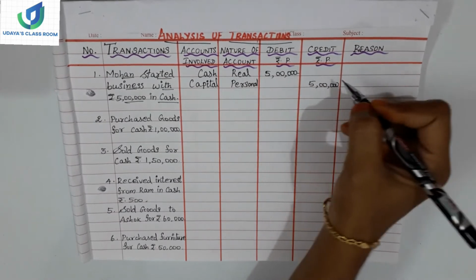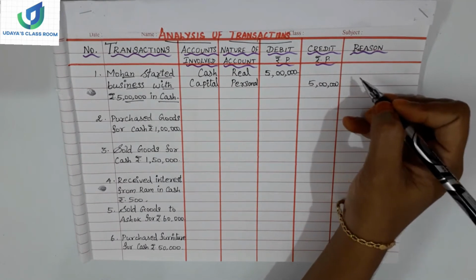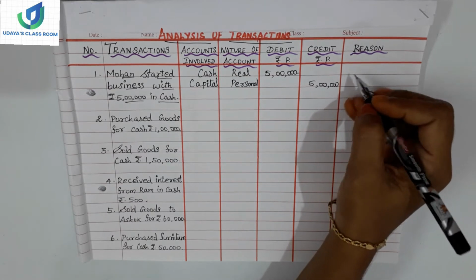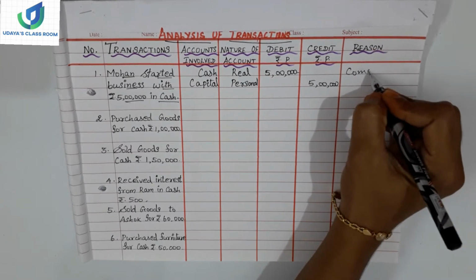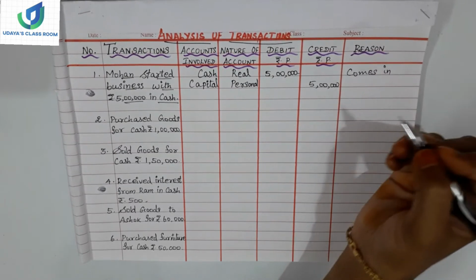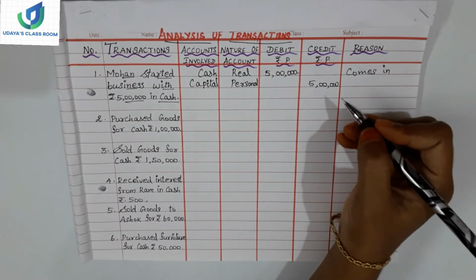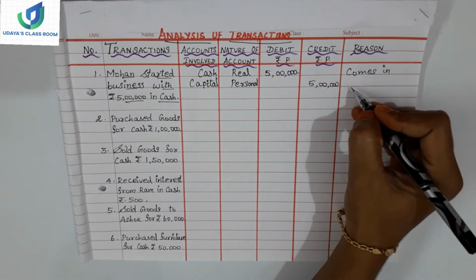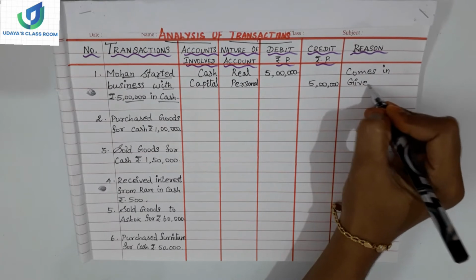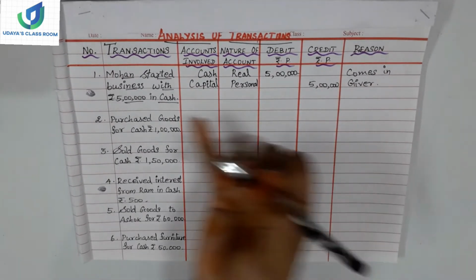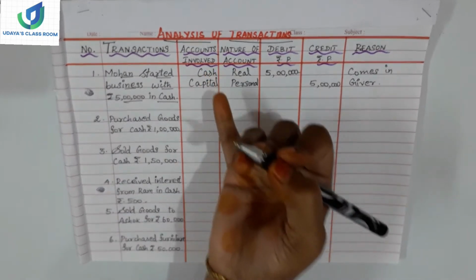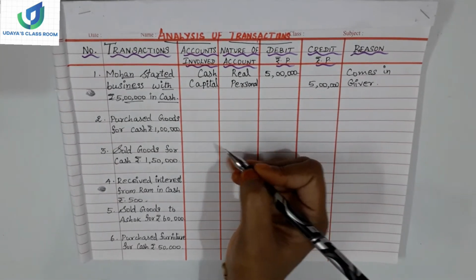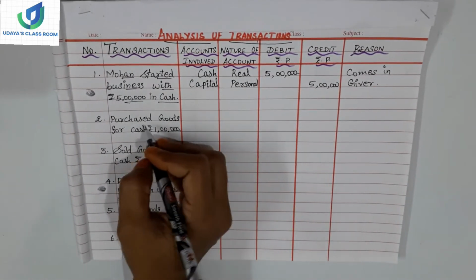Now we have to write the reason here. So 5 lakhs is coming to the business organization, right? So what is coming inside? Cash is coming inside. So we have to write cash comes in. Capital, giver. Mohan is a giver here. So this is the reason. So the first transaction we have analyzed: what are all the accounts involved, the nature of account, debit, credit, and the reason also. Let's move on to the next transaction.